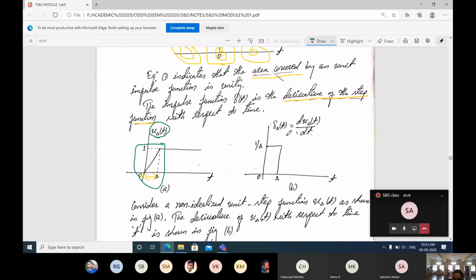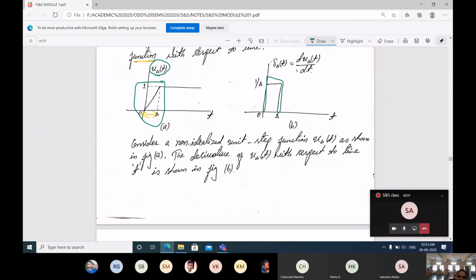If I differentiate my u delta of t divided by dt, what will I get? I will get this area, that is 0 to delta in terms of time, and 0 to 1 by delta in terms of your y-axis, that is delta of delta t. Okay, this is what you will be getting.